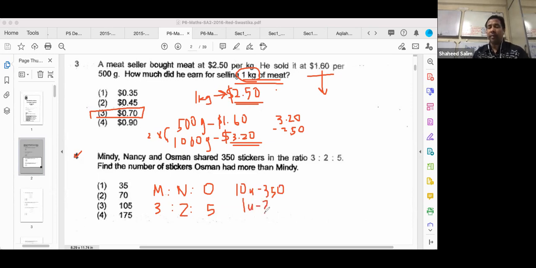Find out. Then, after that, they want to know how many stickers Osman has more than Mindy. Osman got 5. Mindy got 3. The difference, 5 minus 3, is 2 units. So you must find how much is 2 units lah. And that's your answer. You try again. Come on, you try again. You can do this. Don't allow your mind to run here and there. You can do this.